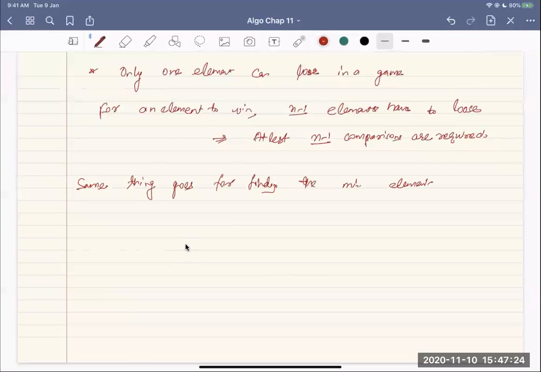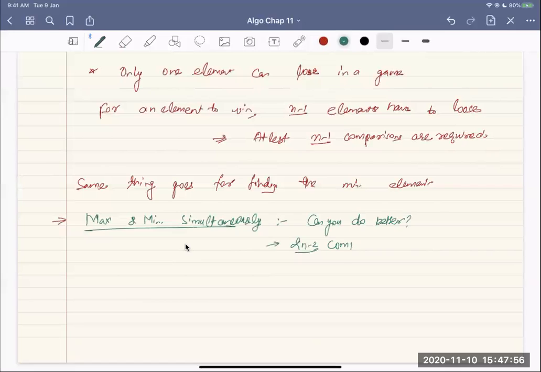But now, suppose I say that you have to find max and min simultaneously. The question is, can you do better? Brute force would be to find max by n minus one comparisons and find min by n minus one comparisons, so there are two n minus two comparisons. That is the naive algorithm we can think of. But can I think of something better than that? Actually, it turns out I can do that in 3n by 2 comparisons only.